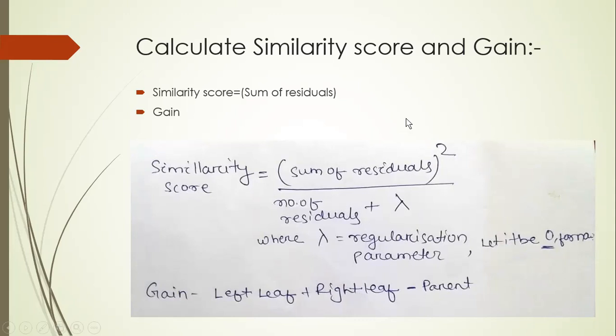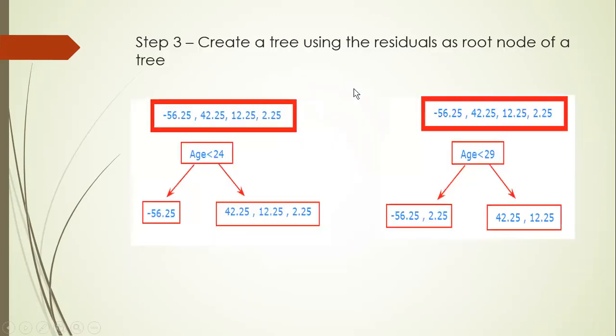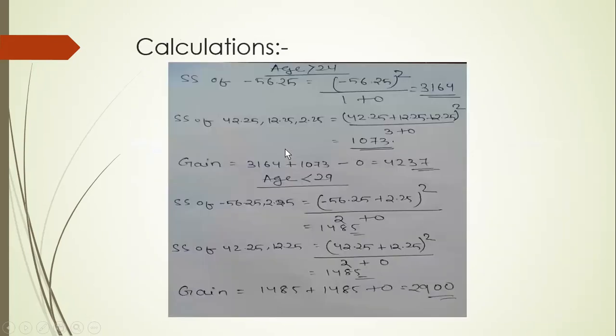Okay, this is the whole formula, and this is the whole calculation of every node that I have done here. Similarity score. As you can see here, the similarity score of this one is minus 56.25, and this is the left one, this is the right one. I'll calculate the score of this, this, and this. Okay, this calculation I have done here. Minus 56 whole square, and it is coming to be 3164.